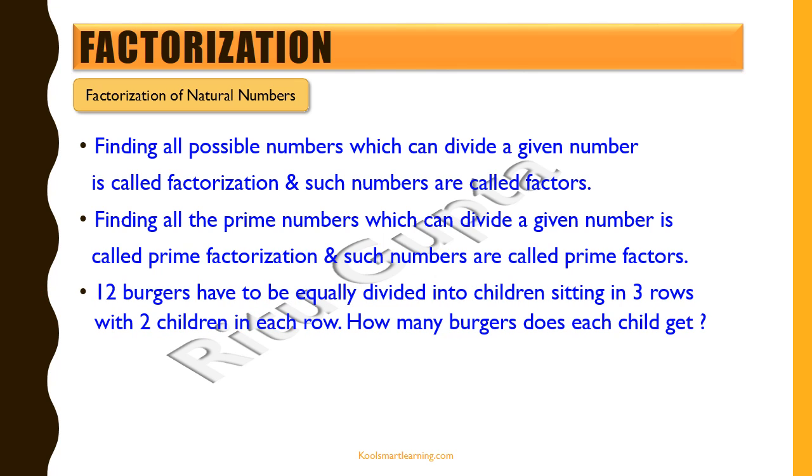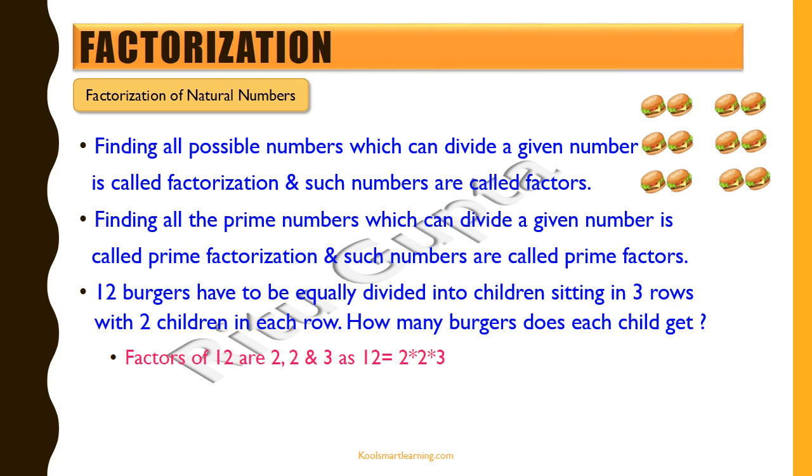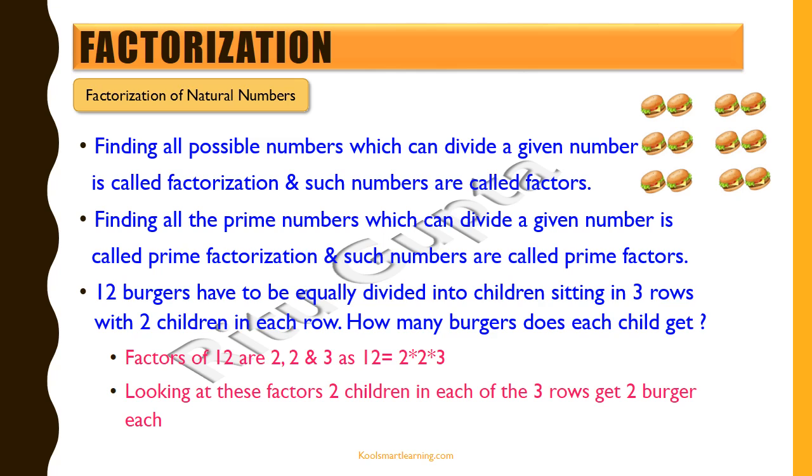Let's take a small example to understand where do we use factorization. Supposing we have 12 burgers which have to be divided equally into children sitting in 3 rows with 2 children in each row. How many burgers does each child get? Now what we do here is we find factors of 12 which we know is 2, 2 and 3, because 12 is equal to 2 multiplied by 2 multiplied by 3. So now looking at these factors of 12, we know that 2 children each sitting in 3 rows get 2 burgers each. So that is how we use factorization.